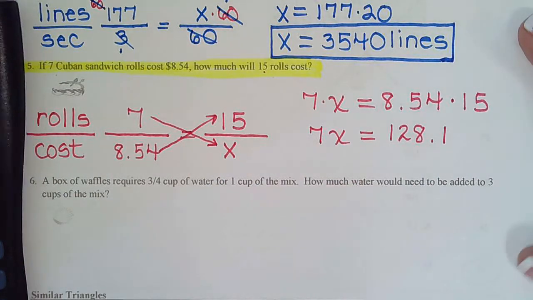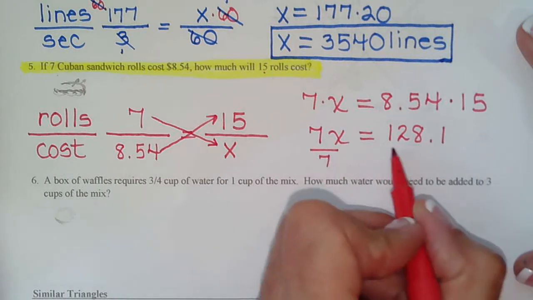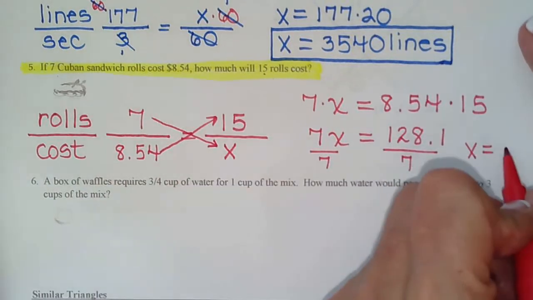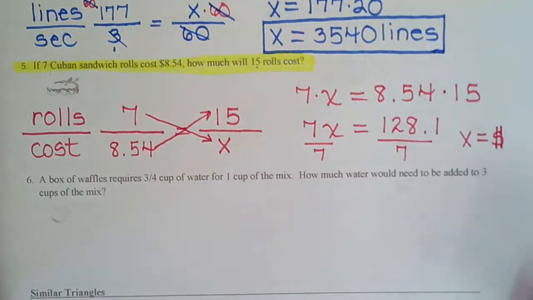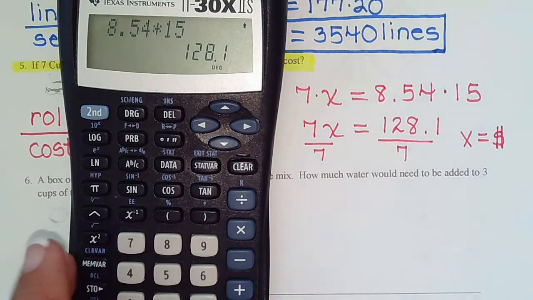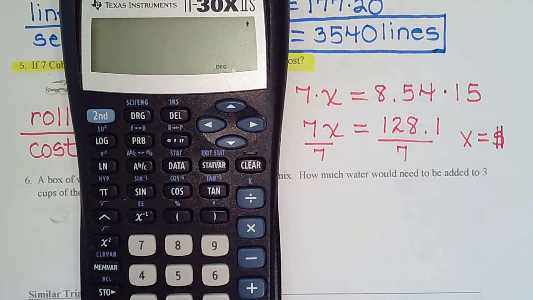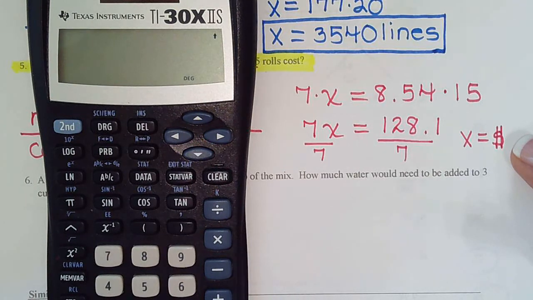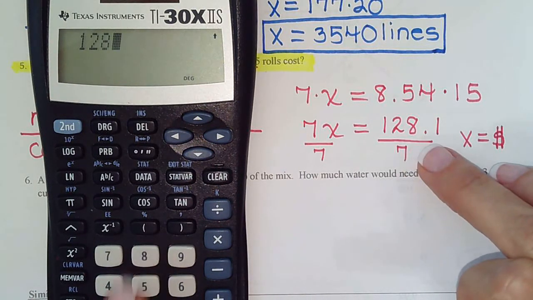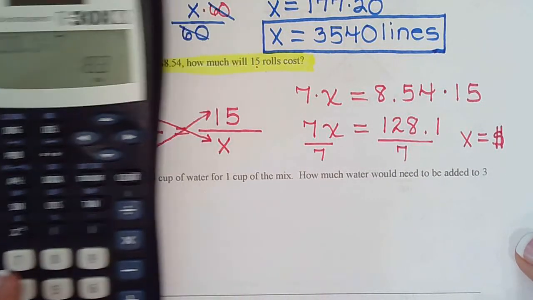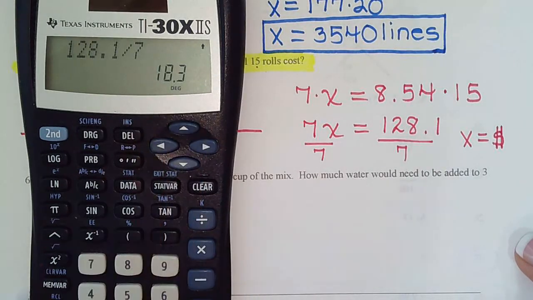And then we solve just like a regular algebra equation. Divide both sides by 7, and we get X equals, and I can see X's cost, so I'm going to get my dollar sign ready. And we know 7 cost $8, so 15 should cost about twice that, $8.50 and $8.50, so a little over 17, I think. Because I always like to kind of know what my answer should look like before I type it in the calculator. That way I'll know if I've made a mistake. So 128.1 divided by 7. Yep, a bit over $17. Yep, 18.3.